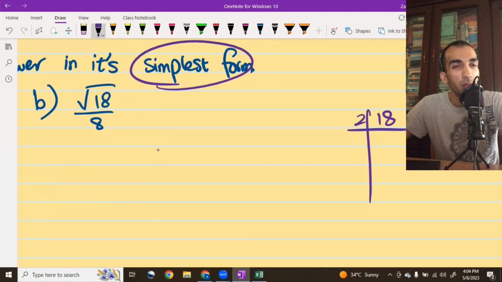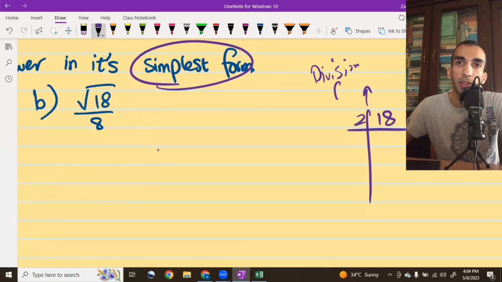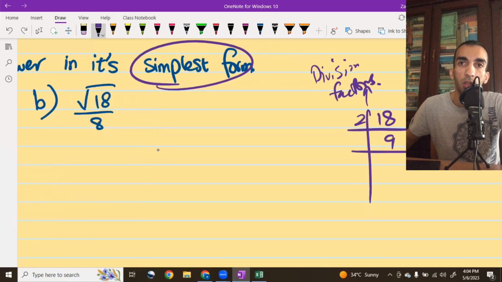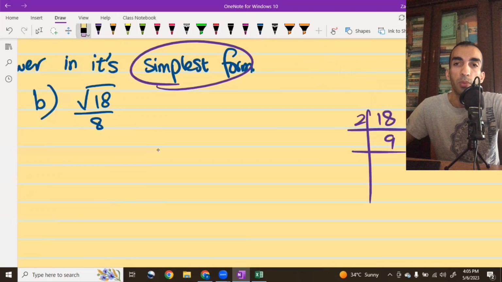The lowest common multiple is supposed to be found when we're adding or subtracting two fractions. Now I know the process seems similar. We simply just call it the division method. We're just trying to find the factors through this division method. So 18 divided by 2 gives us 9. Then this divided by what number? A prime number it can be divided by.